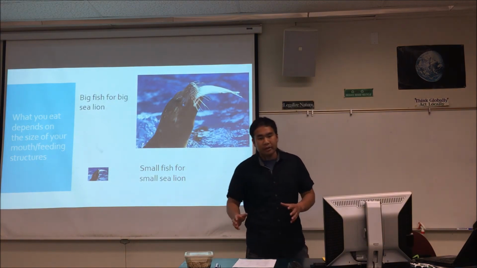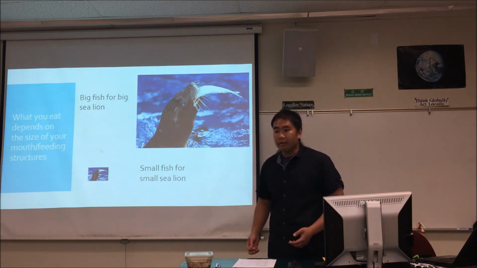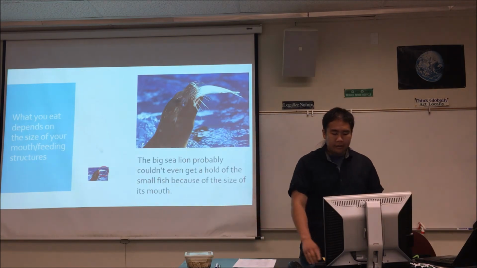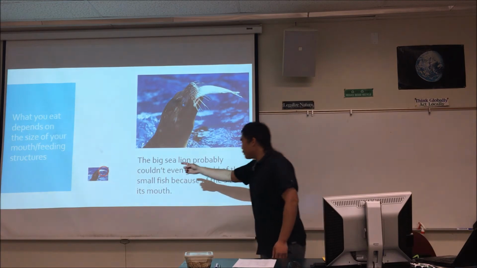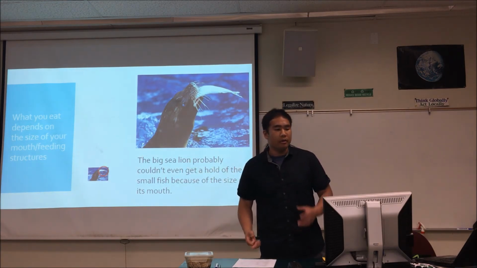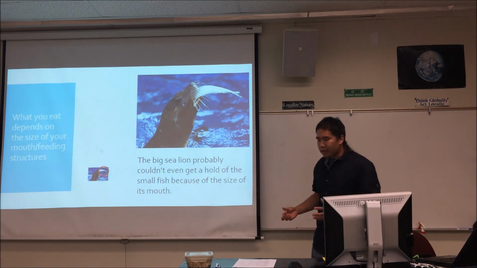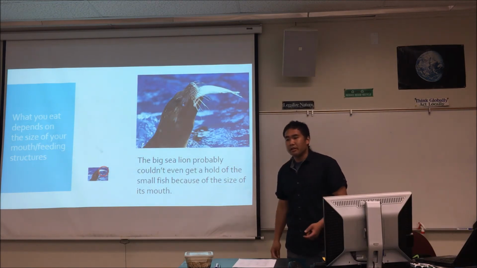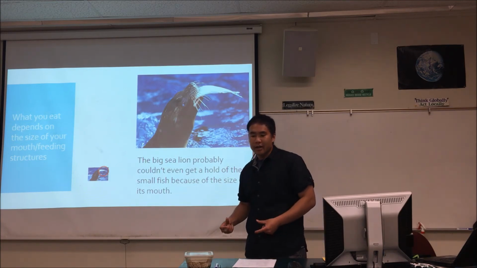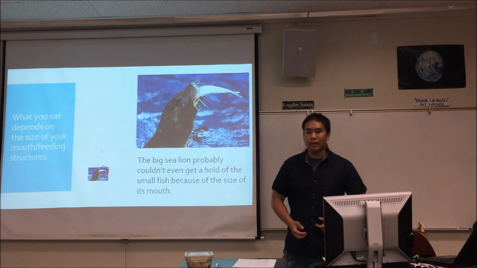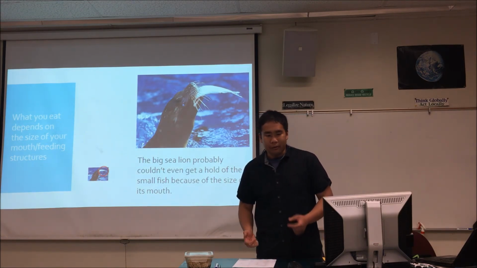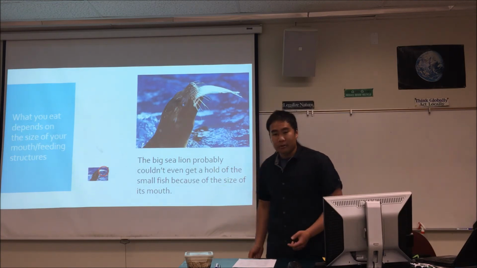This has something to do with their handling ability inside their mouth. A big sea lion probably could not even handle the little fish, because that little fish would probably swim right through its teeth and it won't even matter. So in order to eat something, you have to be only a little bit bigger than it. That's the concept I'm trying to get at, the food size versus your body size. You can't be substantially bigger, because if you are, then it'll probably not be able to be grasped by you.